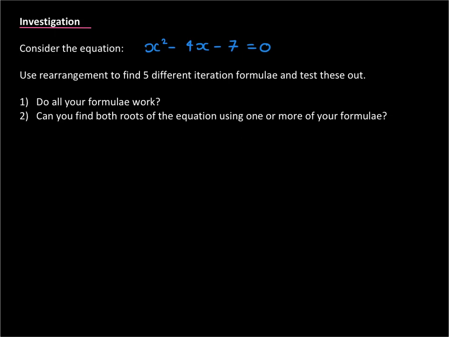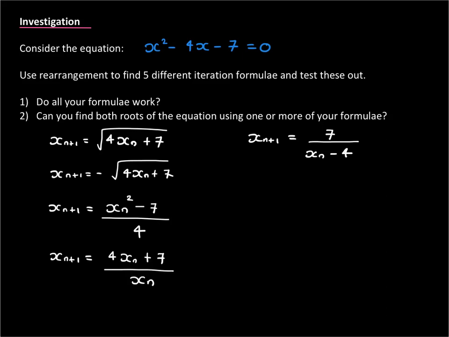So just to give you an idea, here are some of the different iteration formulae that you may have found. So you can see I've listed 5 different iteration formulae that we could try out. Now, choose some different starting values, see whether they converge to give you either of the roots. So, what did you find out? Well, you should have found out that this one does actually converge, and it gives you x equals 5.32 to 2 decimal places. Now, this one, interestingly, doesn't work.